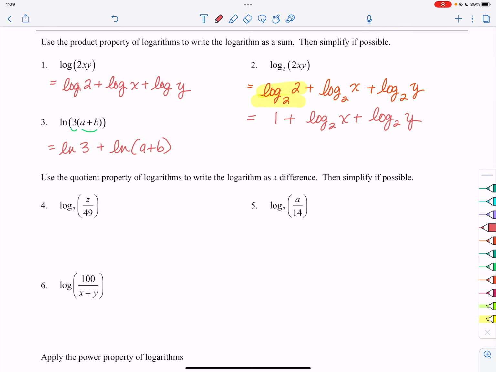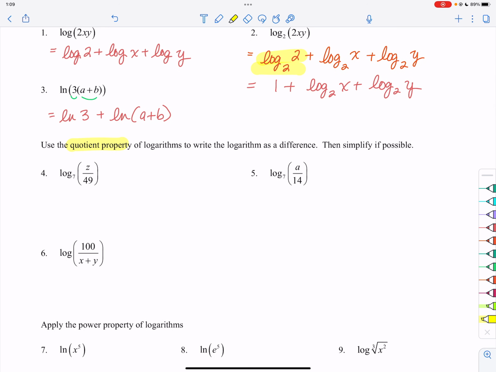Okay, let's take a look at number 4. Here we're going to be using the quotient property, and I guess I should have pointed that out here. We use the product property. And now we have the log base 7 of z minus the log base 7 of 49. Now noticing that the log base 7 of 49 is asking 7 to what power is equal to 49, and of course that would be 2.